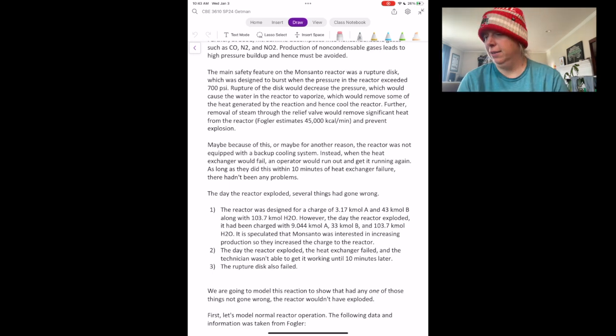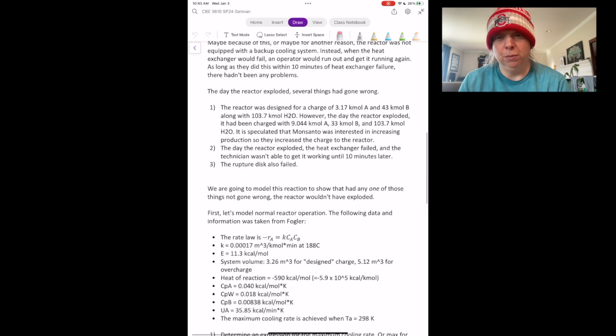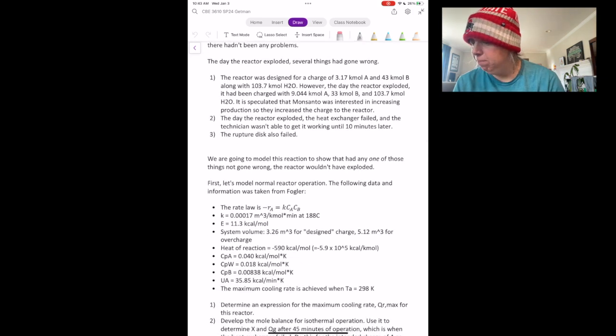Because of that, this reactor exploded. And if you want to see a picture of that, it's in the Fogler book in chapter 13. So we are going to model this reactor to show that had any one of these things not gone wrong, the reactor wouldn't have exploded.